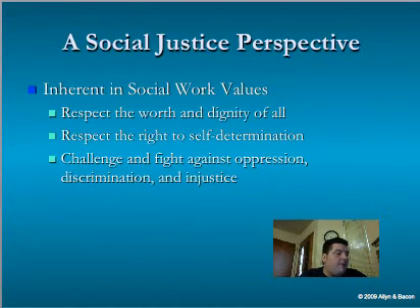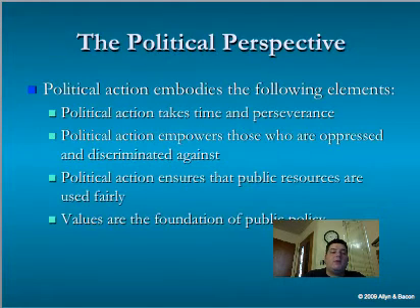Not all will take part in what we have to offer and what we have as social workers in the community to give, and challenge and fight against oppression, discrimination, and injustice. Those are the social justice perspective of what counselors who are social workers, what social workers in the field do as change agents in society.